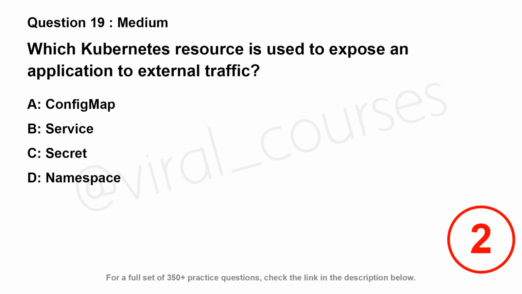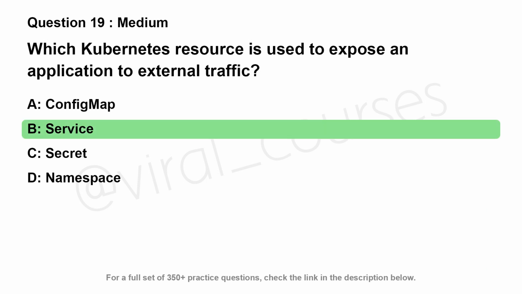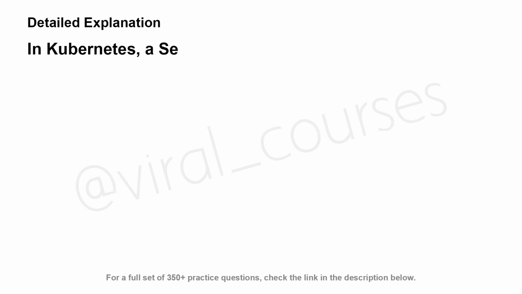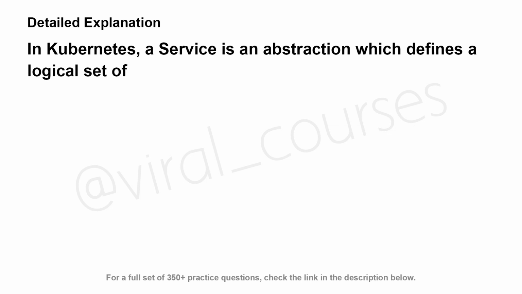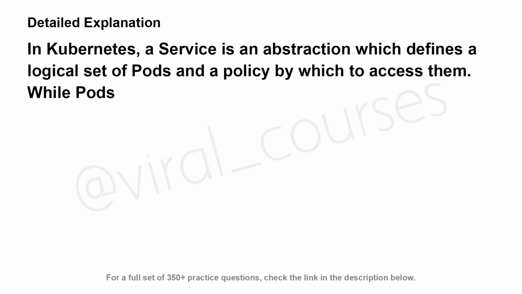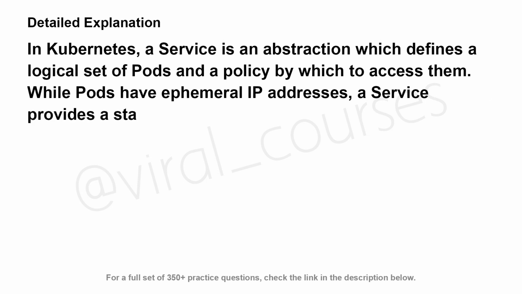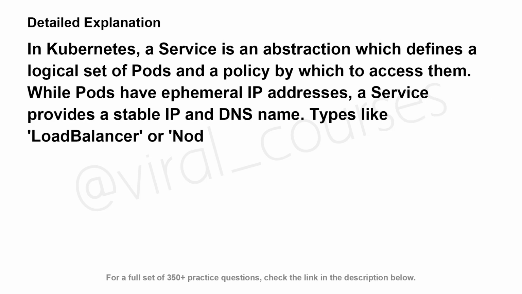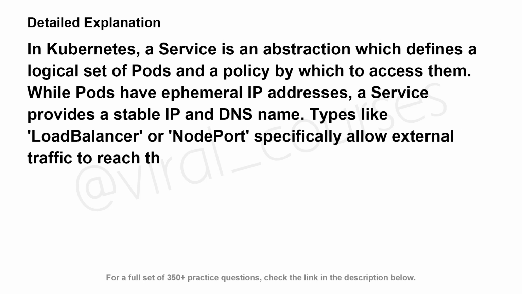The correct answer is B. In Kubernetes, a Service is an abstraction which defines a logical set of pods and a policy by which to access them. While pods have ephemeral IP addresses, a Service provides a stable IP and DNS name. Types like LoadBalancer or NodePort specifically allow external traffic to reach the internal pod network.